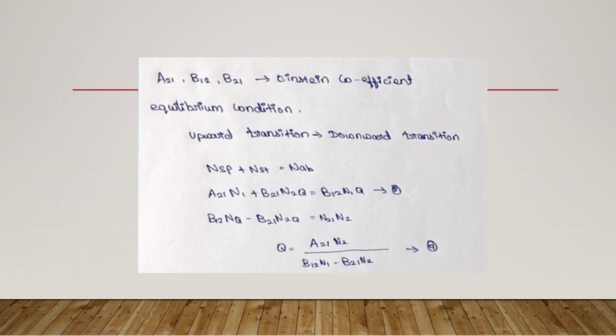Equilibrium condition: upward transition equals downward transition. N_SP plus N_ST is equal to N_AB. A21 N2 plus B21 N2 Q is equal to B12 N1 Q. Eighth equation: B12 N1 Q minus B21 N2 Q is equal to A21 N2. Q is equal to A21 N2 by B12 N1 minus B21 N2. Equation 9.